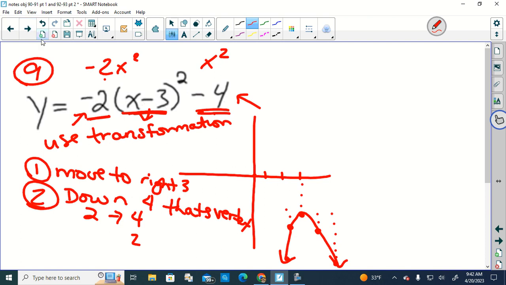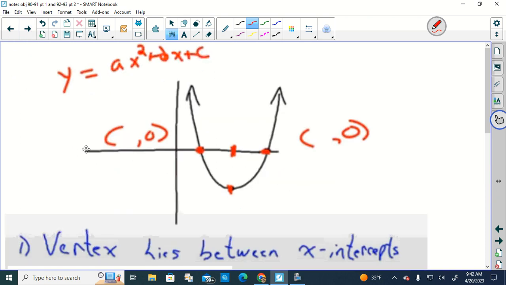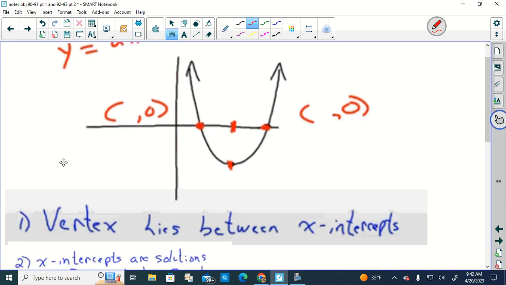Now we're going to learn our next method. This is going to be problem number 10, and you will need to pause this video so that you can write this down. I'm going to scroll pretty quickly so that I can get through this video, and then you need to pause this.